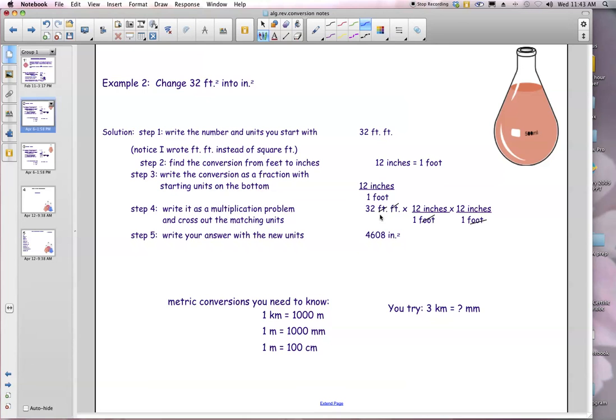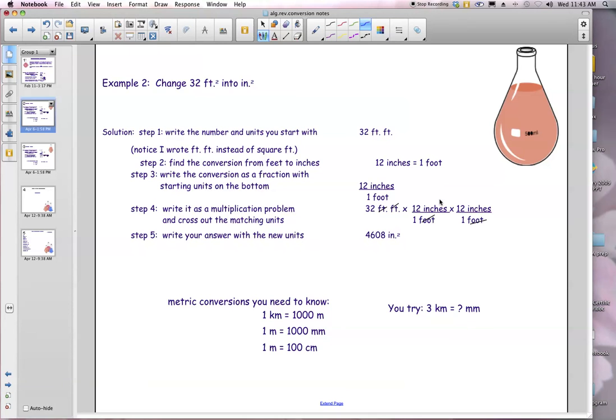Now, because it is square feet, that means you have feet twice. Okay? So I write it as feet, feet, so that I know I have to convert feet to inches, not one time, but 2 times. The square feet tells you that you're changing from feet to inches twice. So I'm writing feet to inches once and crossing out the feet, and then I still have one set of feet to get rid of. So I write it a second time, and then I cross out the second set of feet.